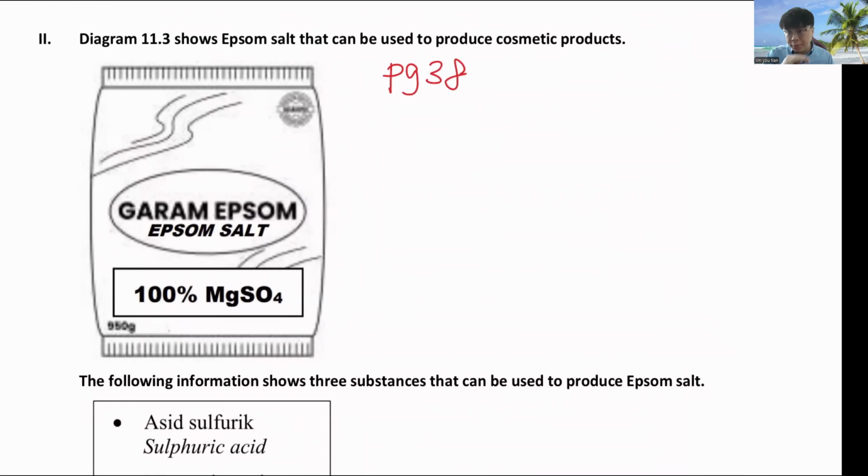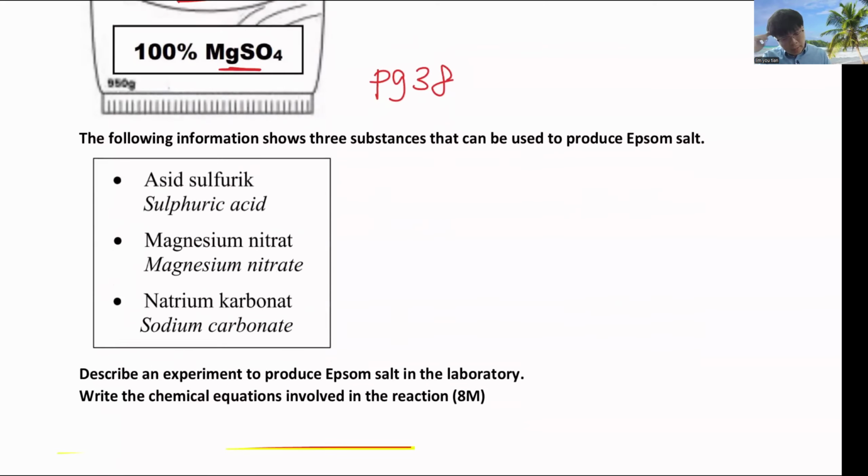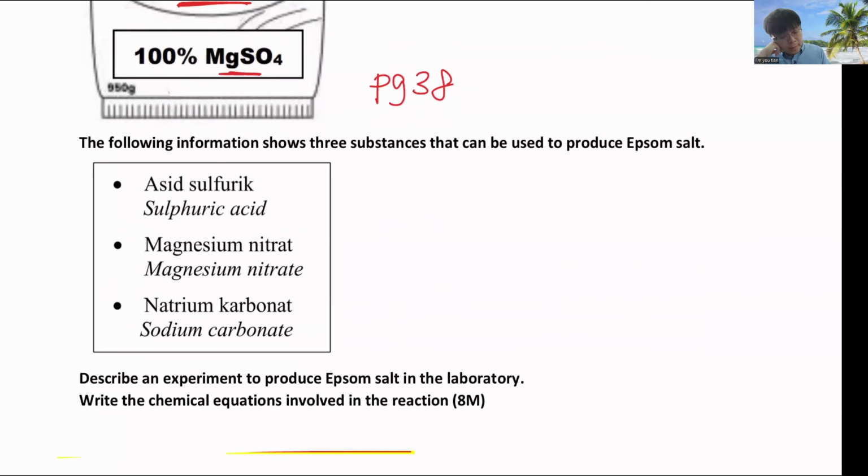Yeah, page 38. It's a very similar question. They call this salt Epsom salt, which is 100% magnesium sulfate. Now they want to prepare magnesium sulfate, and it's the same concept. They have given you three chemicals. So first we need to prepare magnesium sulfate.